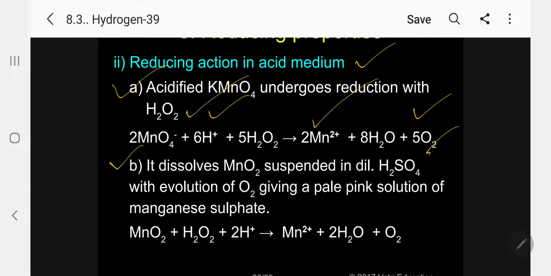B. It dissolves MnO2 suspended in dilute sulfuric acid with evolution of oxygen, giving a pale pink solution of manganese sulfate. Kindly follow. If I use sulfuric acid here, the product will be manganese sulfate, so Mn2 plus is formed. That Mn2 plus gives a pink solution. So again oxygen is produced. It shows that acidified permanganate undergoes reduction here. MnO2 undergoes reduction. Next one.